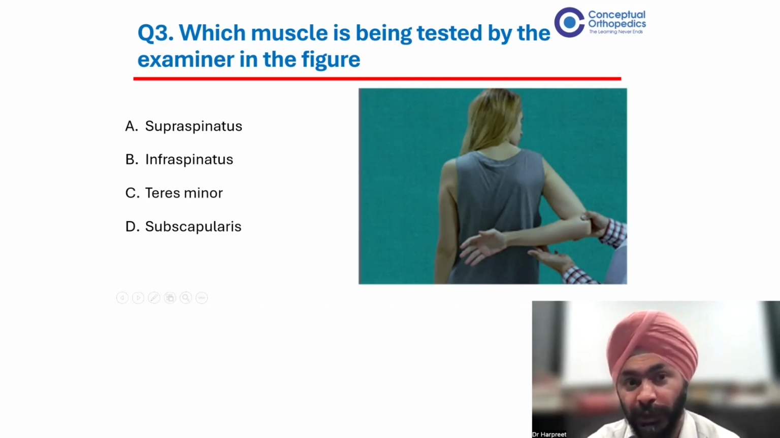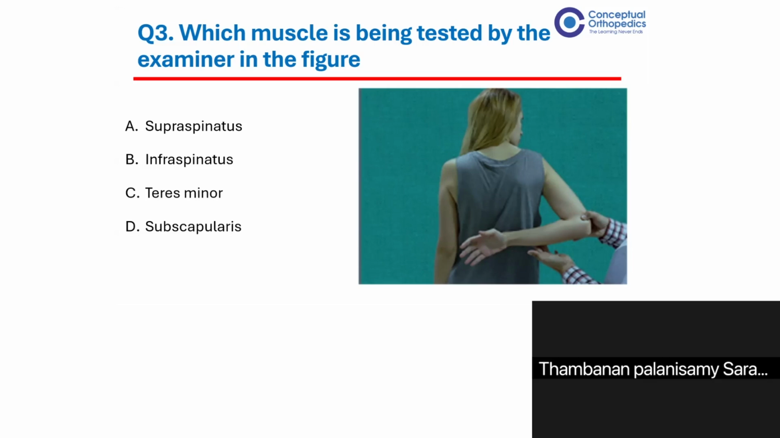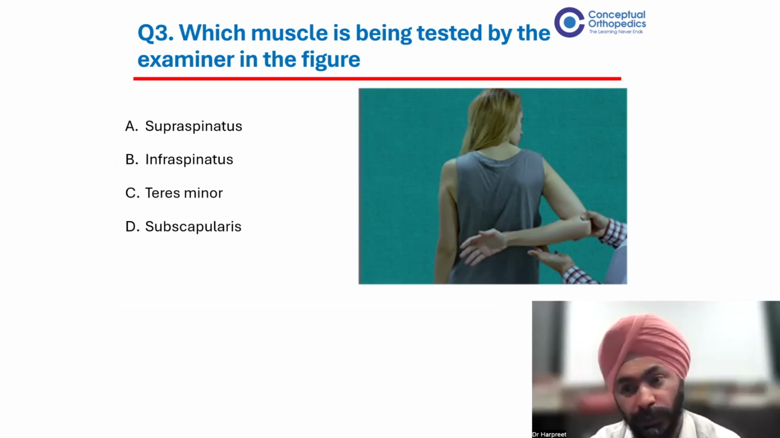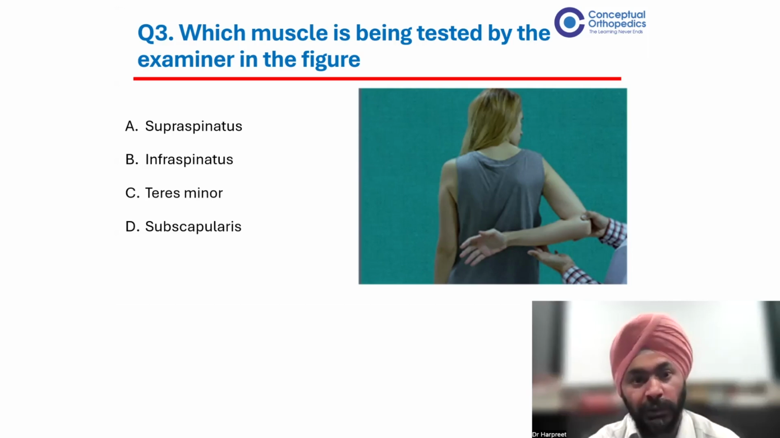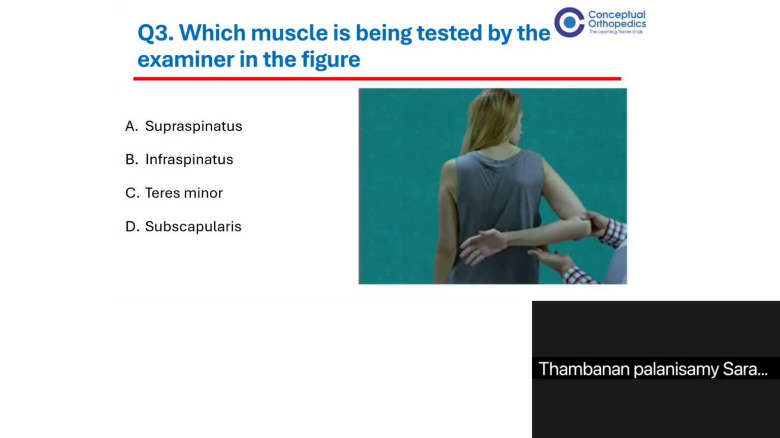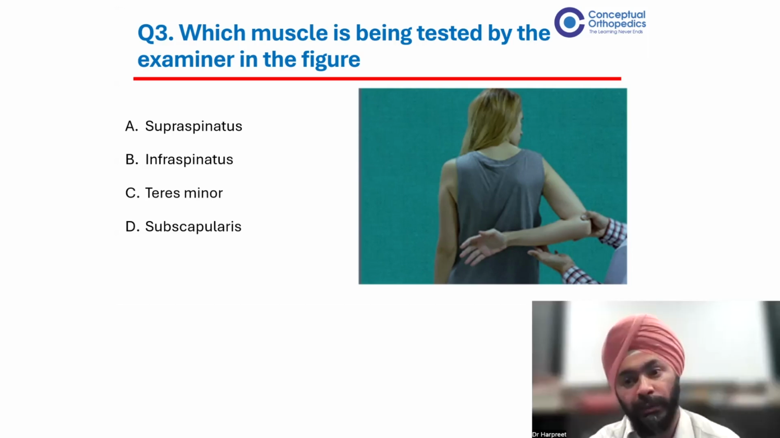But the problem with the belly press test is that it only tests the lower fibers of subscapularis, which are involved very late in a subscapularis tear. So to mitigate these problems, we have a newer test called the bear hug test. The bear hug test also tests the upper fibers of subscapularis, so it's more sensitive compared to the belly press. If you ask me which are the best tests for subscapularis, the bear hug test is one of the best, then your lift-off, and then your belly press.